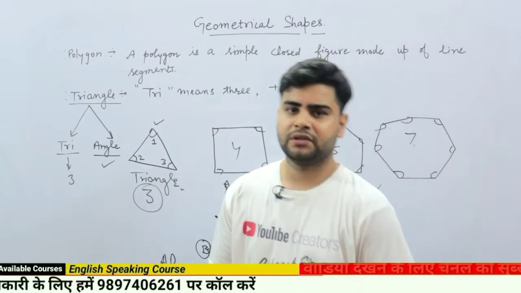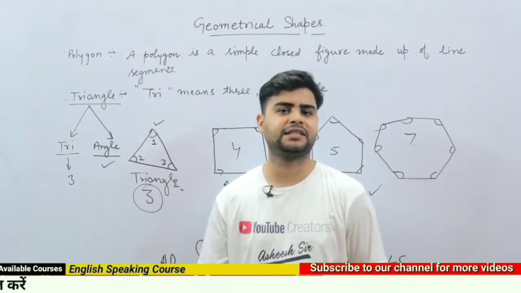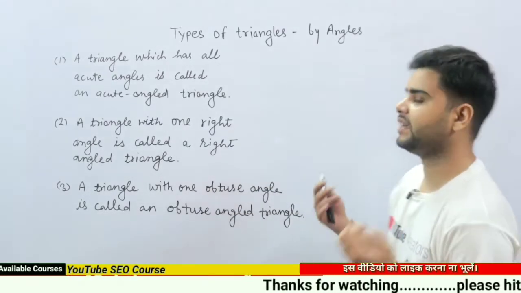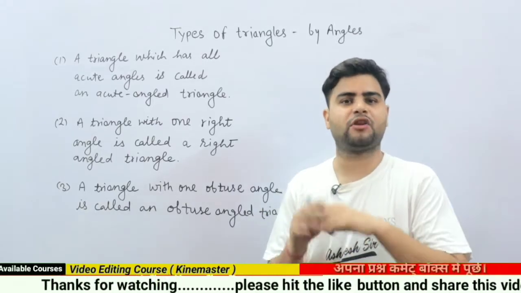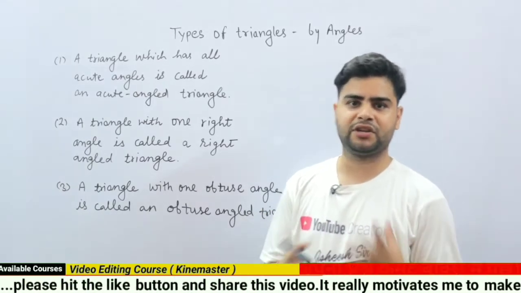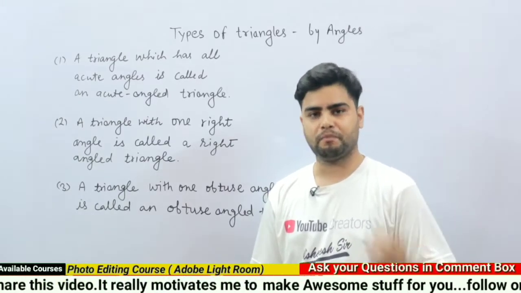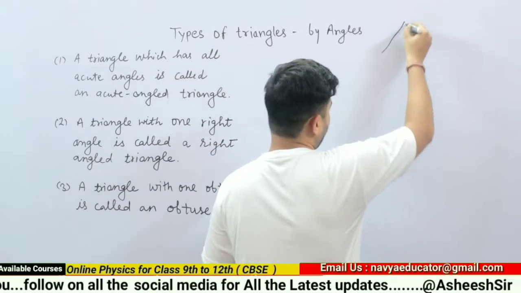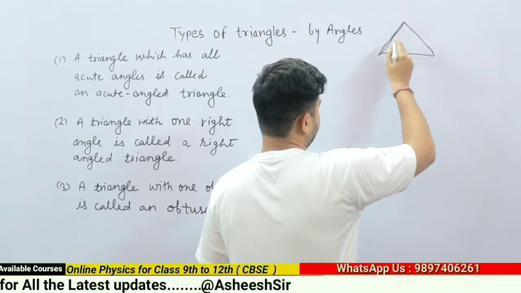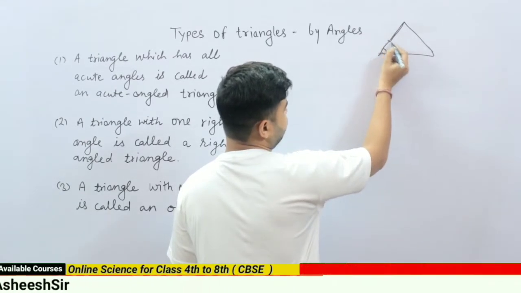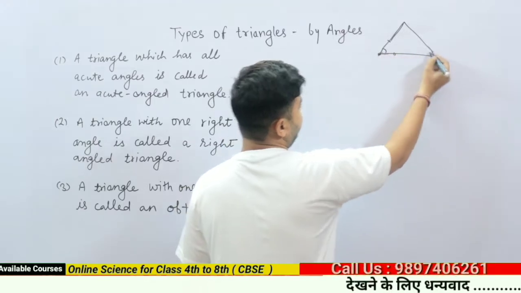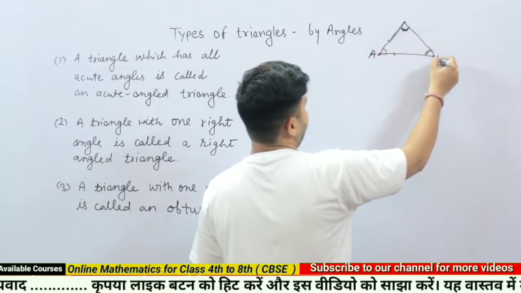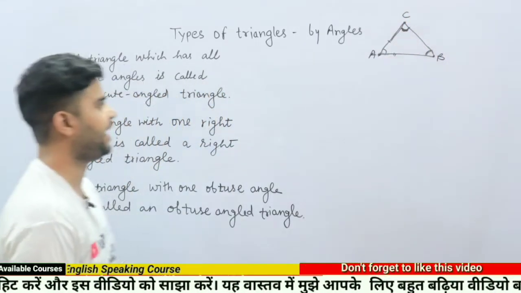Now we will discuss the types of triangles according to their angles and according to their sides. Students, now we are discussing the types of triangles according to their angles. By angles we can identify the triangles. We have divided the triangles into 3 parts by the angles. First of all, I would like to tell you what the angles in a triangle are. If it is a triangle, then the points where 2 line segments or sides meet are called angles. So here are angle A, angle B and angle C. There are 3 angles in a triangle.